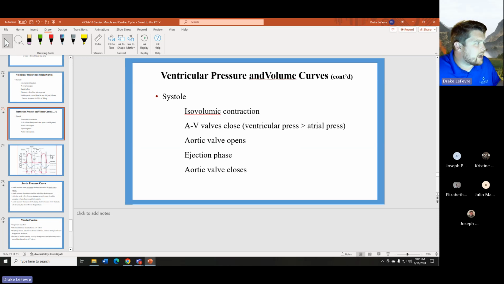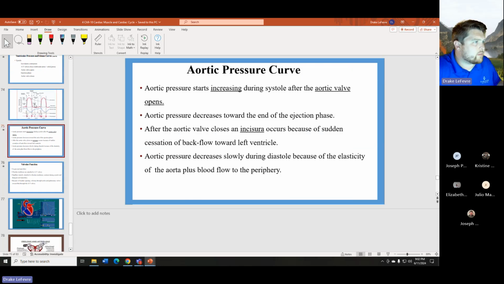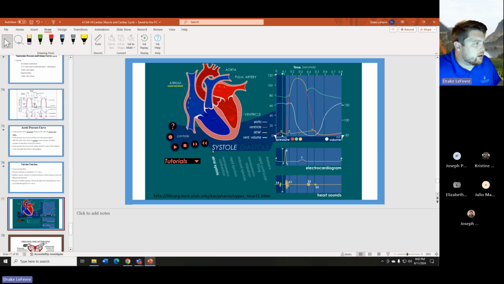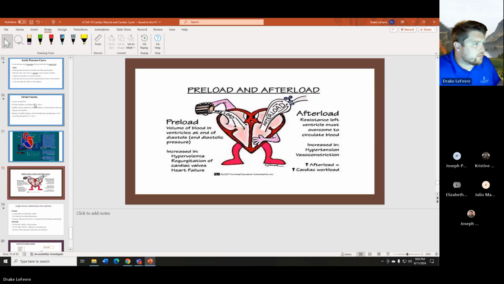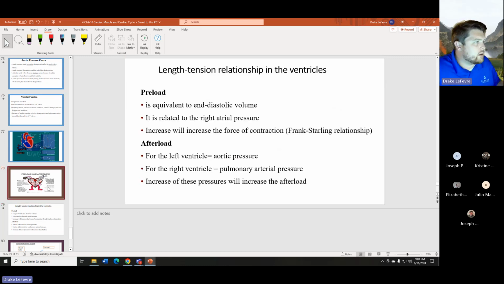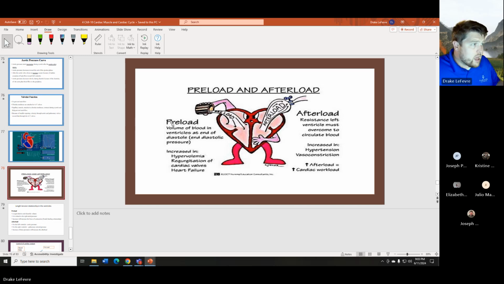Again, repeating systole, diastole. He might ask you a question about preload versus afterload. Preload is the volume of blood that's in the ventricles at the end of diastole, also known as the end diastolic pressure, versus afterload is the resistance the left ventricle must overcome to circulate the blood.